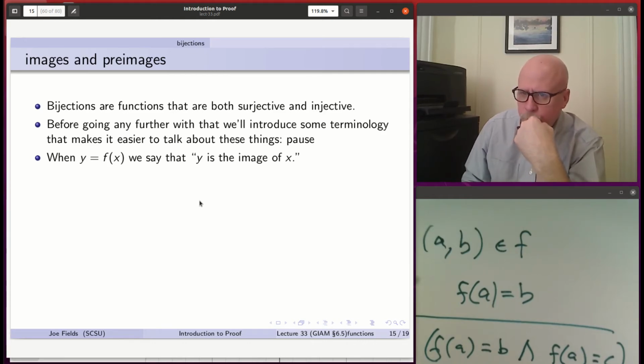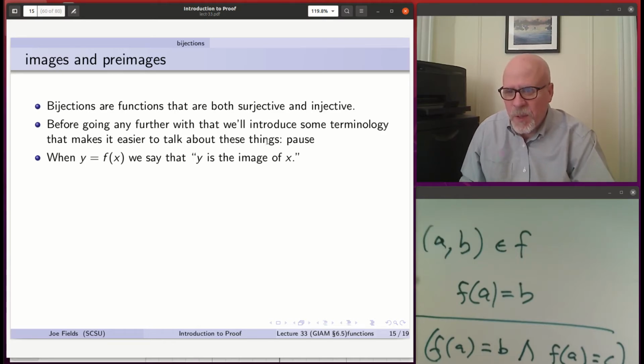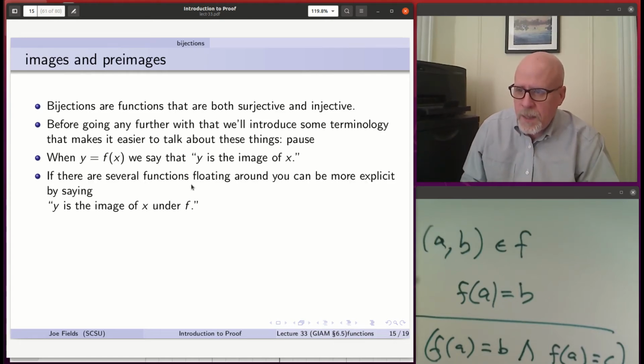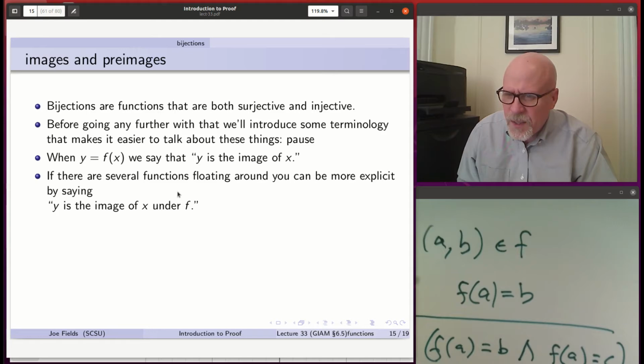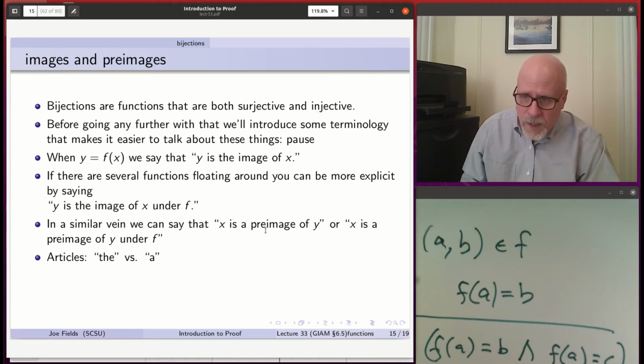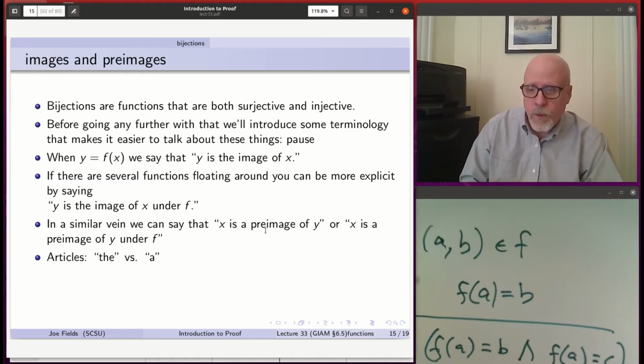The first is the image. I see a little flaw in my slide: where it's supposed to pause, I wrote the word pause instead of the command. Anyway, when y is equal to f of x, we say that y is the image of x. That's very standard terminology. So image is the output value. If you have a bunch of functions around and need to mention which function you're talking about, you'd say y is the image of x under f. In a similar vein, you can say that x is a preimage of y. So a preimage is an input value, an image is an output value.